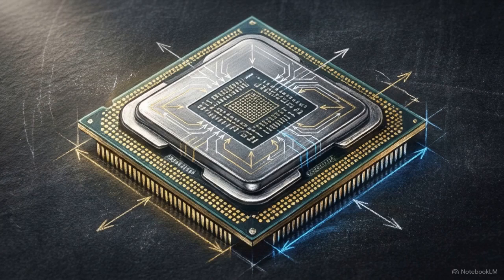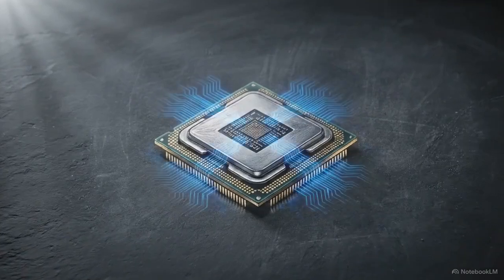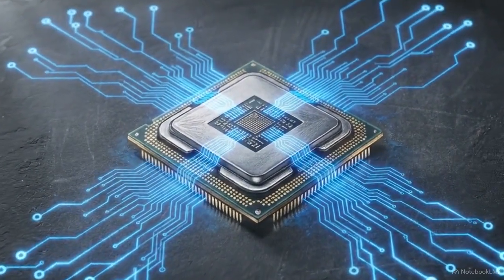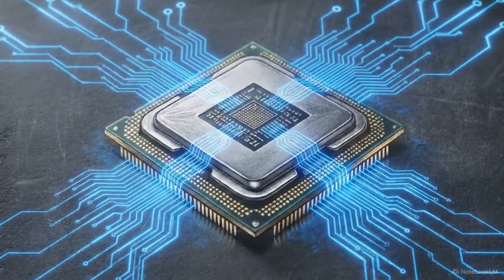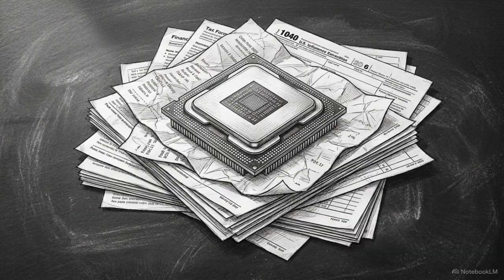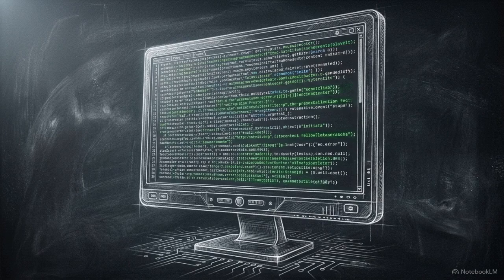You could buy the most expensive, hyper-advanced computer chip on the planet, set it on your desk, and plug it in. But without one crucial invisible ingredient, it will never spark to life. It is essentially a very expensive paperweight. That missing ingredient is software.